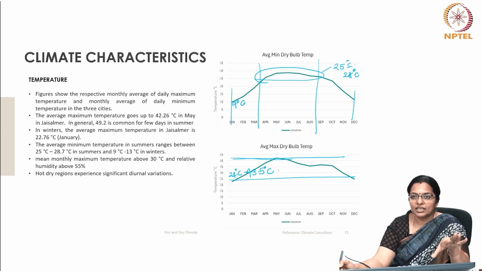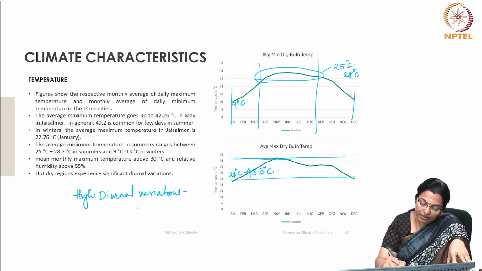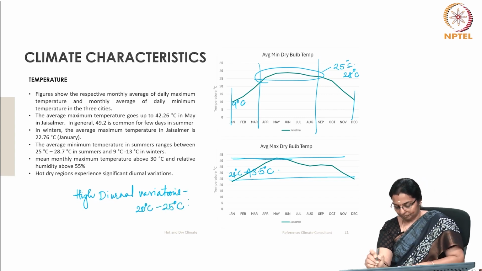So, hot dry regions experience high diurnal variations. Sometimes the diurnal variations could even be up to 20 to 25 degrees centigrade.